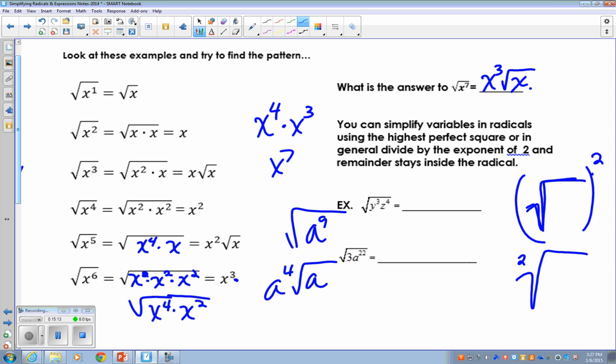So here, how many times can 2 go into 3? 1. So that comes out. It'll be y, z squared, y. Because 2 goes into 3 one time with the remainder of 1, right? The remainder is what goes inside the radical. How many times can 2 go into 22? 11. So that means this is a to the 11th. And then, can I take the square root of 3? No. So that stays inside.